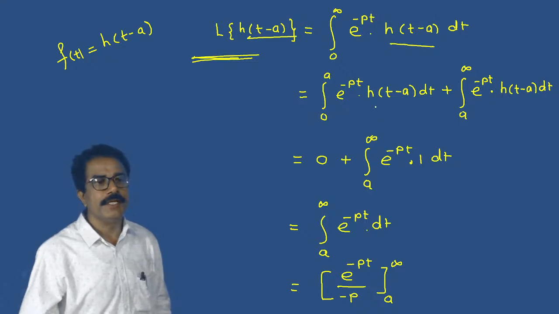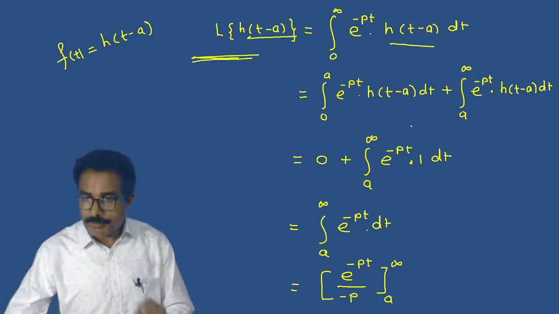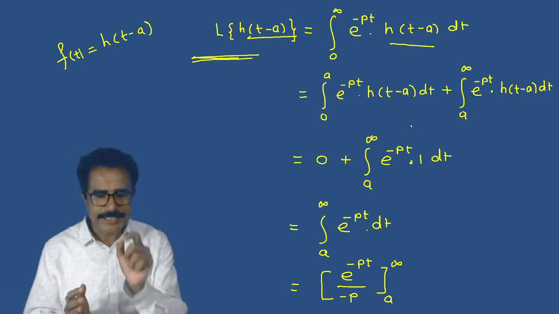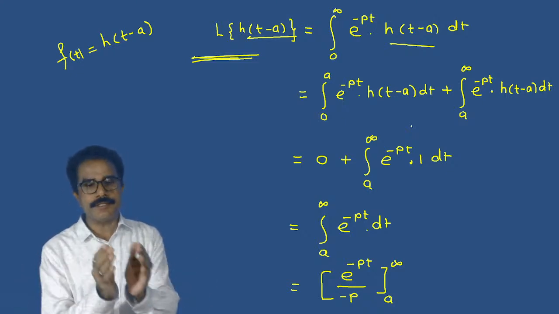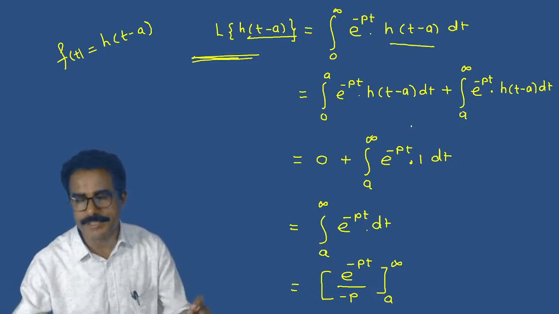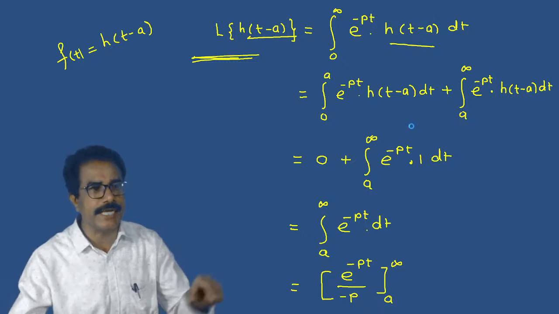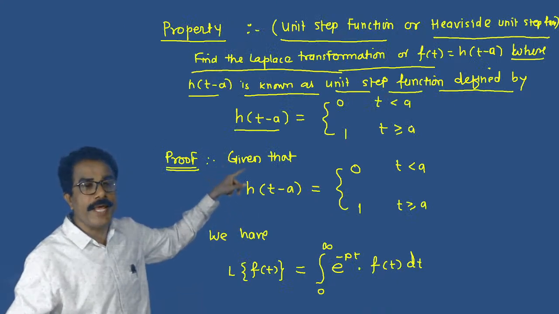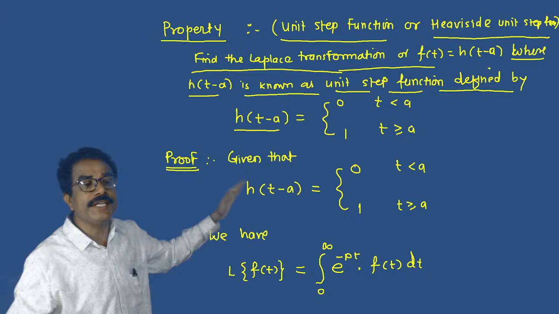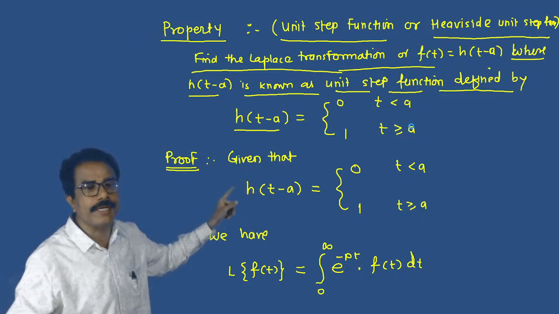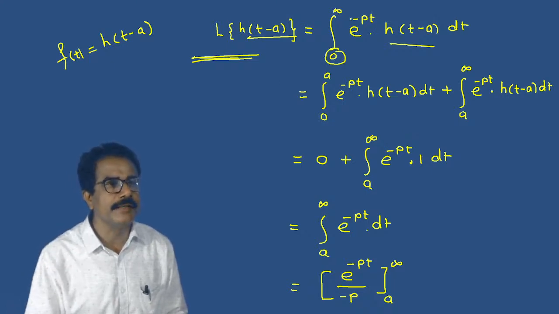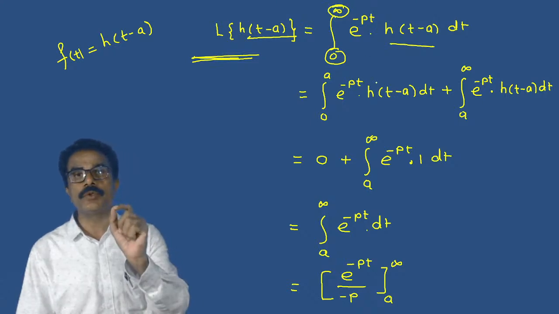Now see here, students, you must know this is a step function, meaning it has different values in some particular intervals. If t is less than a, then its value is 0. If t is greater than or equal to a, then its value is 1. So our aim is to divide this integral from 0 to infinity into two parts.